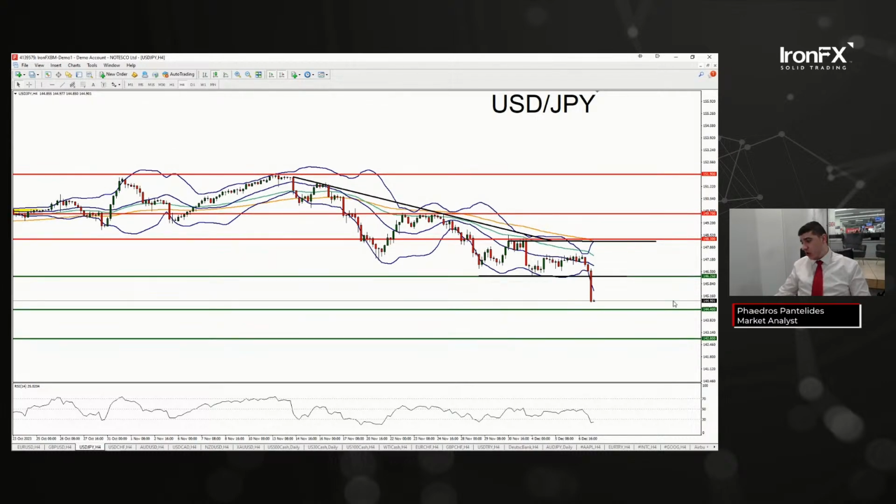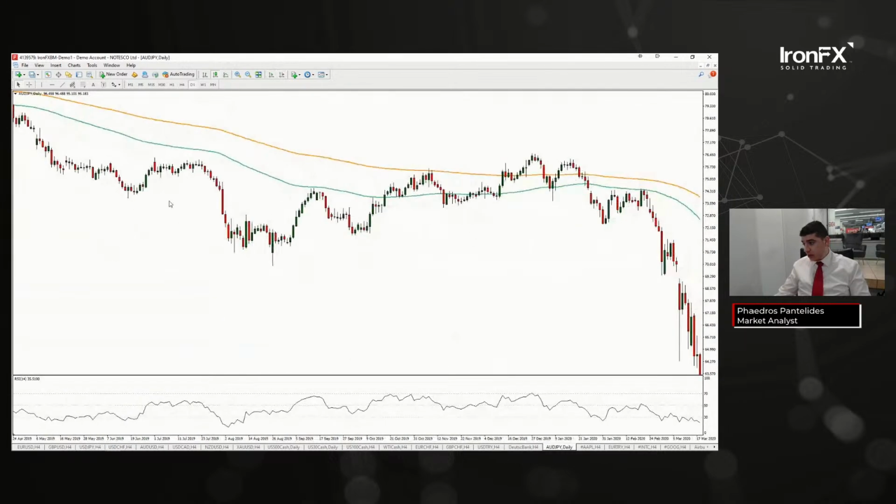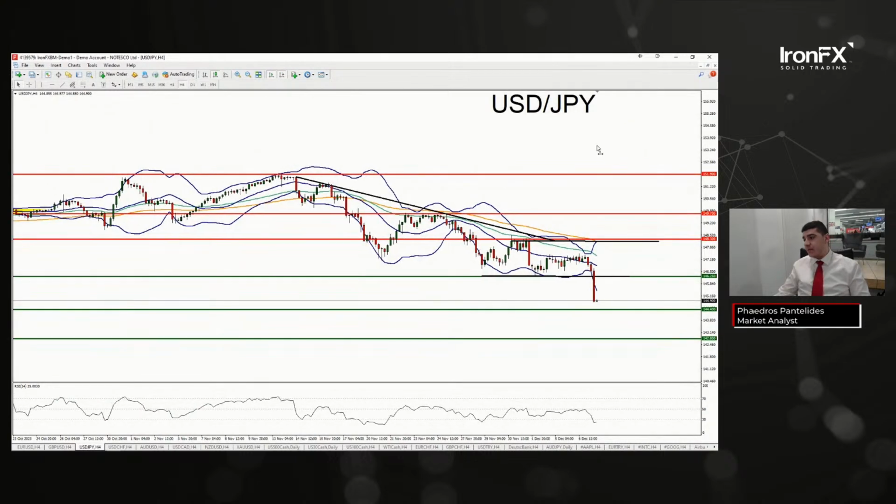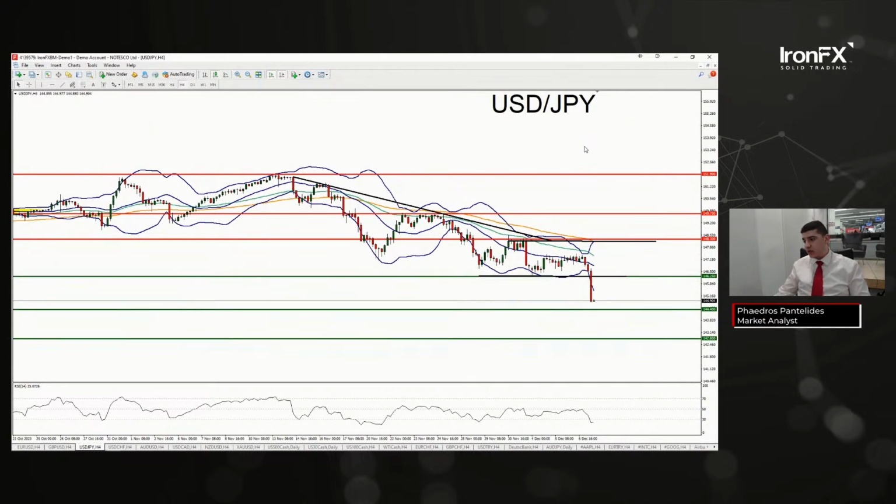aiming for S2, 144.40. So the yen is strengthening across the board, and let's see if we have Aussie JPY as well. Essentially, we're seeing that the Japanese yen is appreciating against its counterparts.